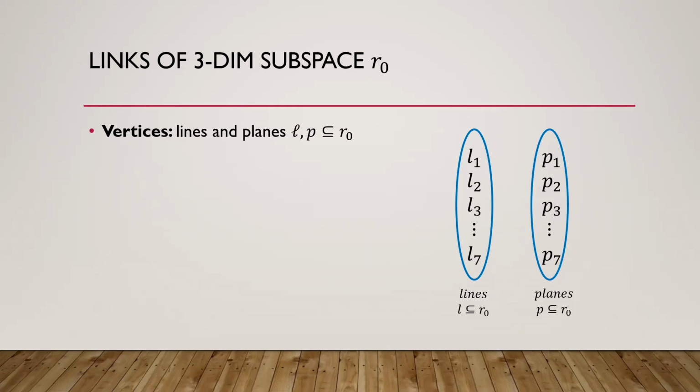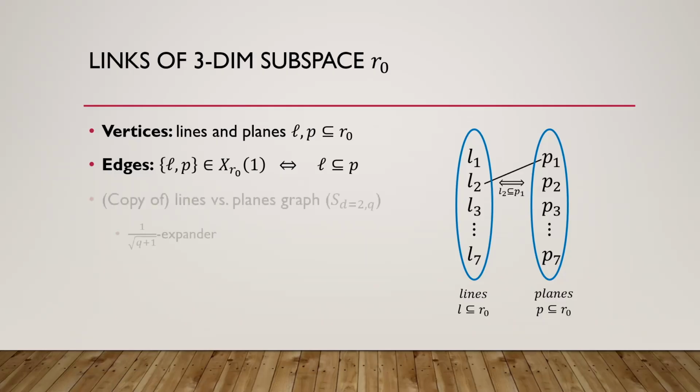So what about edges? Do we have edges in the link? Well, yes. So a pair of a line and plane will be an edge if and only if the line is inside the plane. And this just follows from definition chasing, right? Because an edge in the link is the same as a triangle together with R naught, and because any pair of L and P are already contained in R naught, this will be a triangle if and only if L is inside P. So there we go.